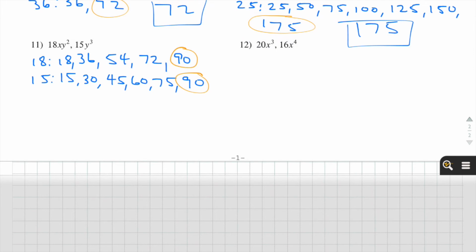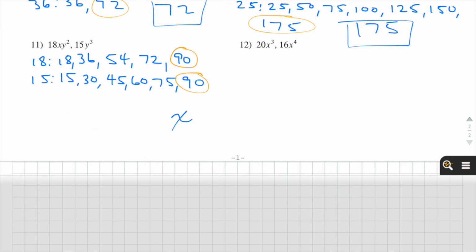So we take what variables they share and put the highest exponent as part of our final answer, meaning the 18 has an x in it. So the 18xy squared has one x in it. If we look at that as x to the first power, and we look at the 15y cubed as having x to the 0 power, this x to the first power is the higher of the exponents. So we use that in our final answer. So I'm just going to write it over here until we get our final answer.